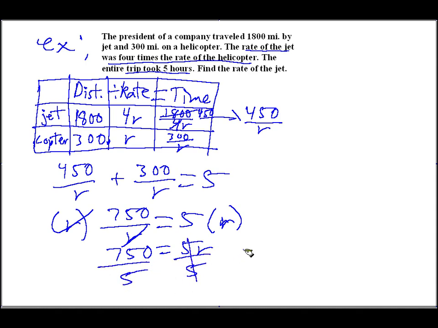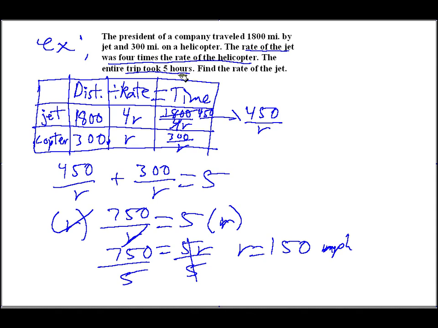Can we see that? What's R going to be? 150. 750 over 5, 150. All right? 150 miles per what? Per hour. All right? This is the speed of the what? Well, that's the speed of the helicopter, right? That's a fast helicopter, all right?